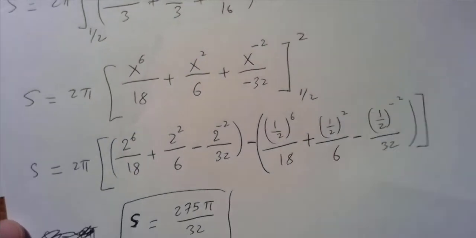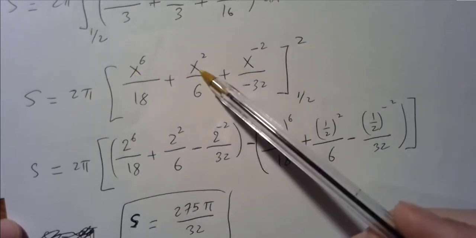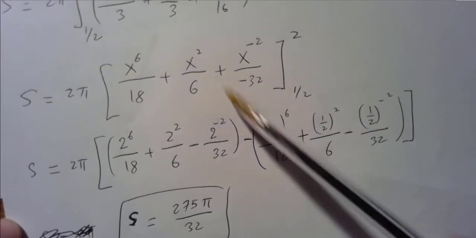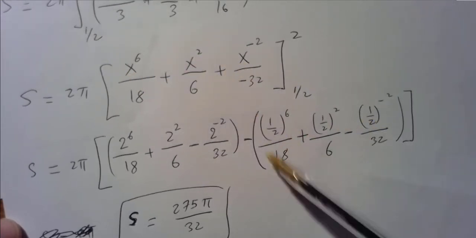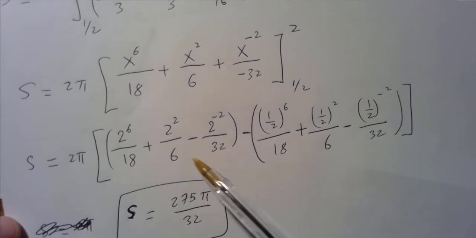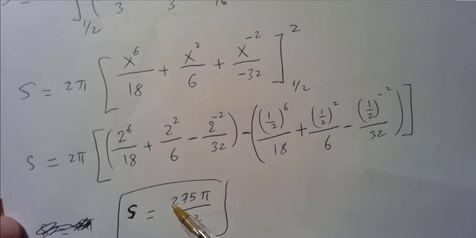And then all you do now is keep the 2π from the outside. We plug in 2 for everywhere you see the x, and then subtract, plug in 1/2 for everywhere you see the x, which is the next term, and then do all the calculations here. With the 2π multiplying, you should get 275π over 32, and that is the surface area for the curve revolving around the x-axis.